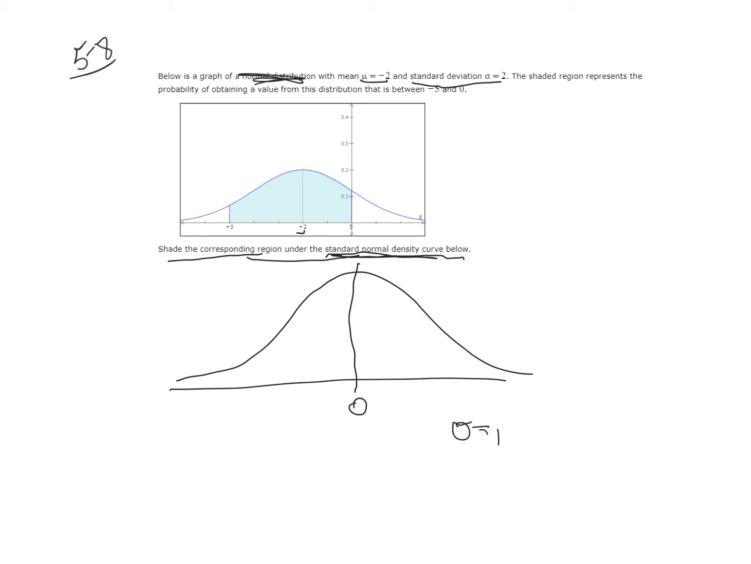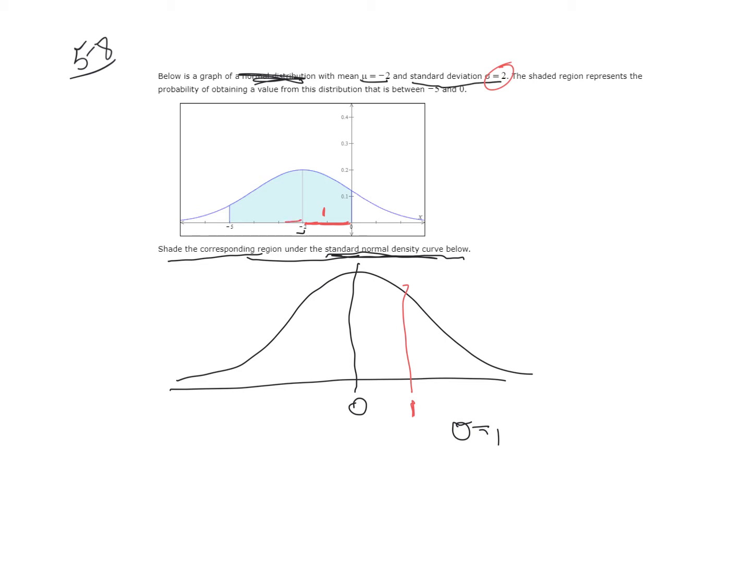Basically here's what you got to do on this problem. You're going to need to say, how many standard deviations is it from -2 to 0 in this situation? Well, if the standard deviation is 2, that's just one standard deviation. So over here, I would put a mark at 1 standard deviation.